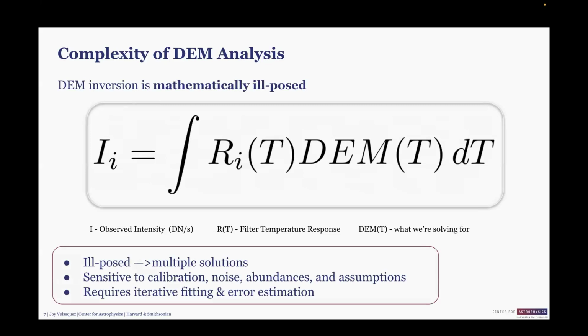Mathematically, it's ill-posed, meaning you'll get different solutions every time you calculate the DEM. One thing to notice is that it's sensitive to calibration, noise, abundances, and many other assumptions. So to get the best differential emission measure out of your calculation, it requires iterative fitting and error estimation. In this case, Monte Carlo runs.